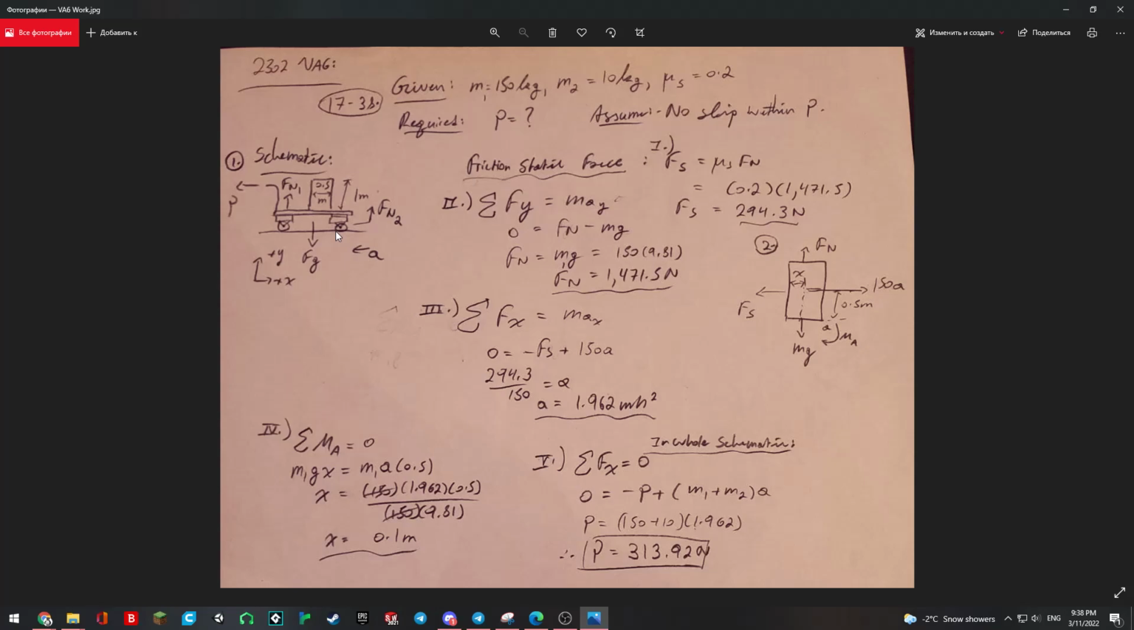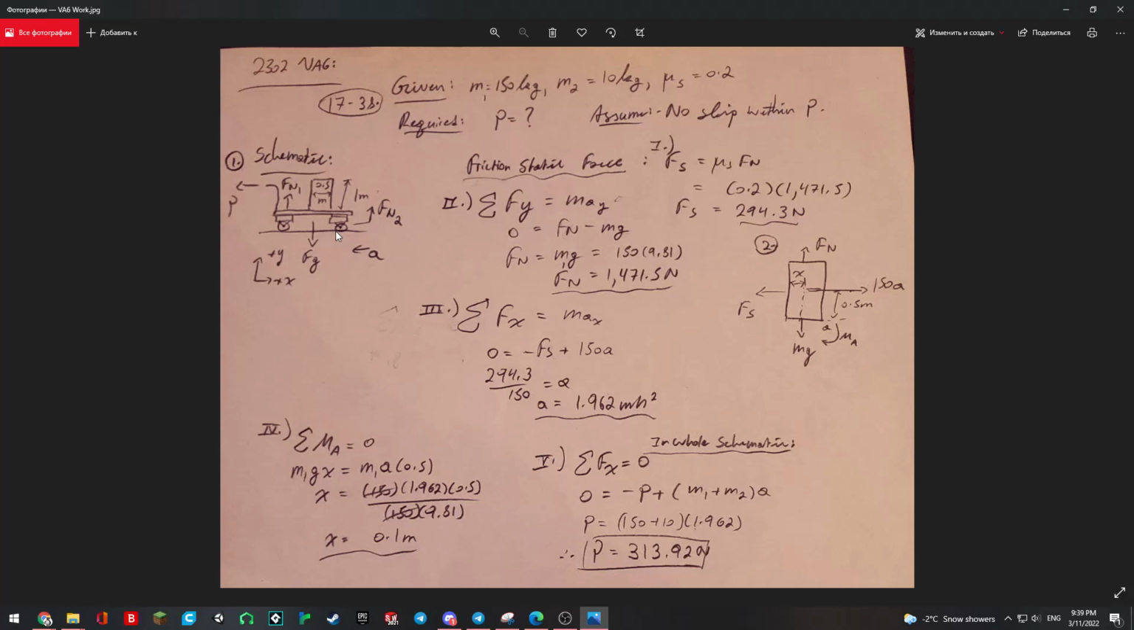First, we have to find the force of static friction. That's Fs equals mu s multiplied by Fn, which is the normal force. But we don't know what Fn is, so we can do the sum of forces in the y direction, which is may. Since this is in equilibrium, 0 equals Fn minus mg, the gravitational force. Simplifying and substituting, we get that Fn is 1,471.5 newtons, or 1.471 kilonewtons. We can use that to sub in for Fs, and we find that Fs is 294.3 newtons.